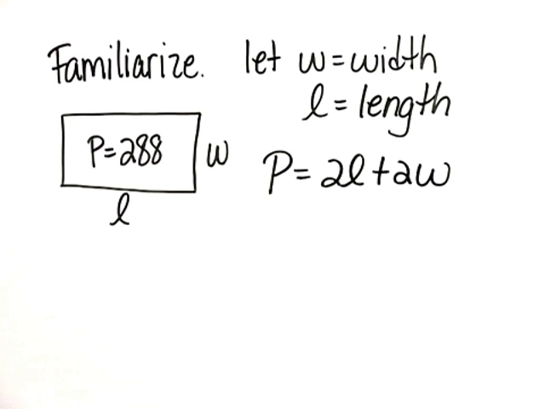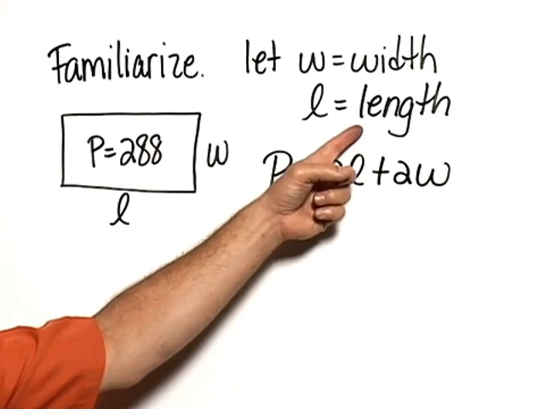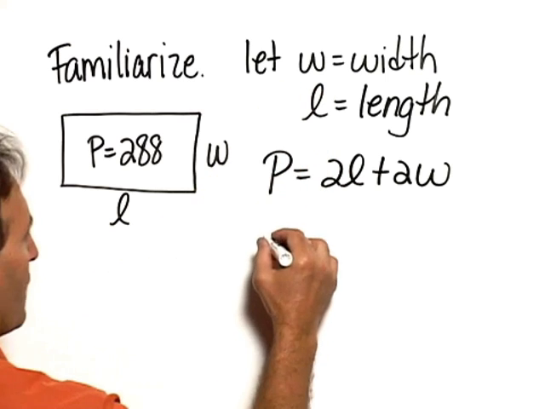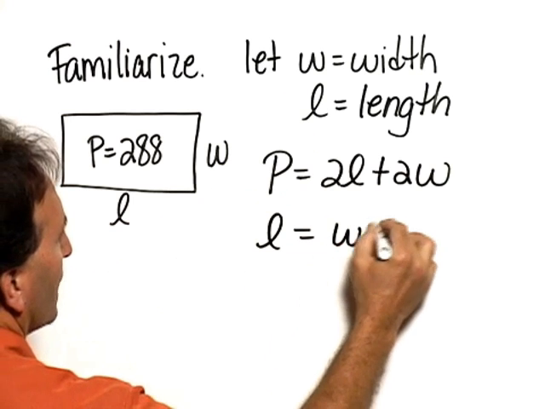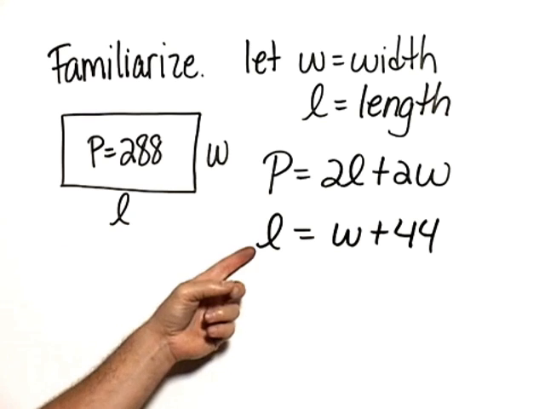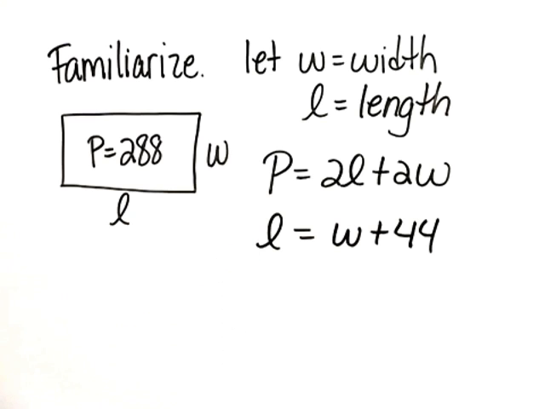The other equation involves a translation from the words to the math. We were told the length is 44 feet longer than the width. In other words, L is equal to W plus 44. That's the second step in the process, to translate it into math.